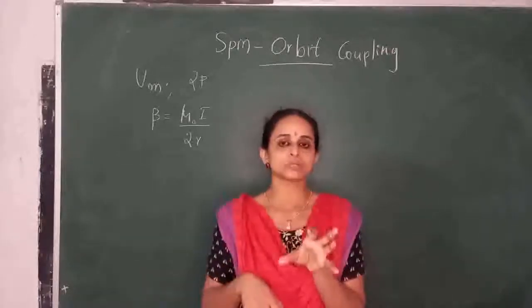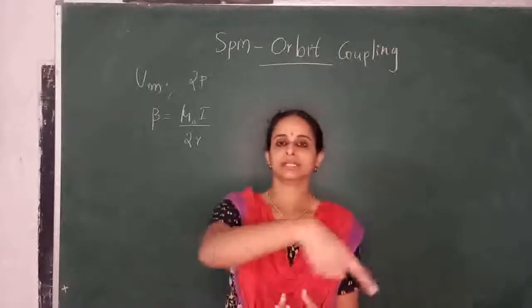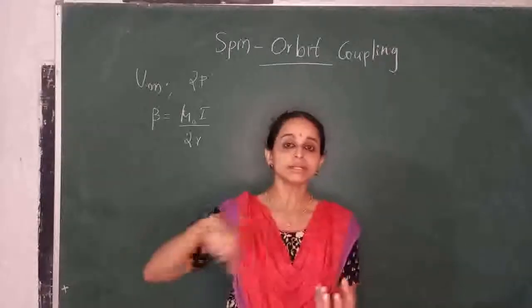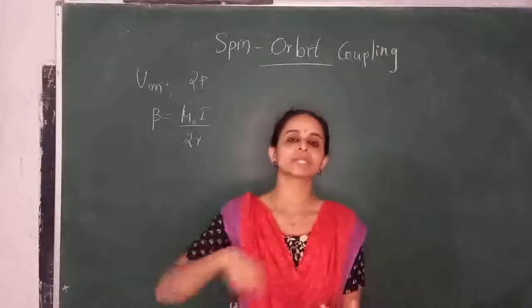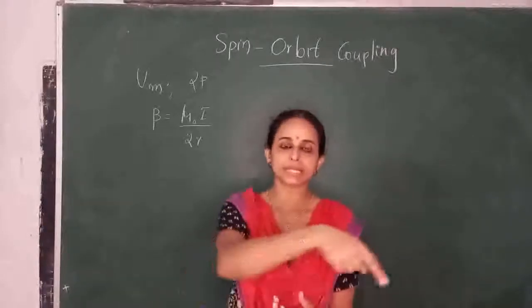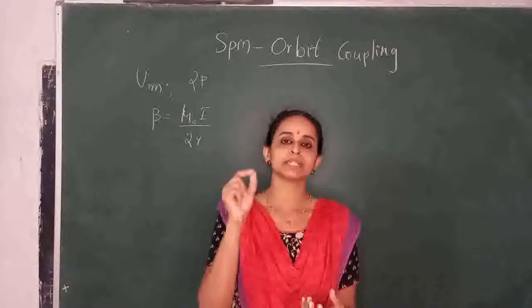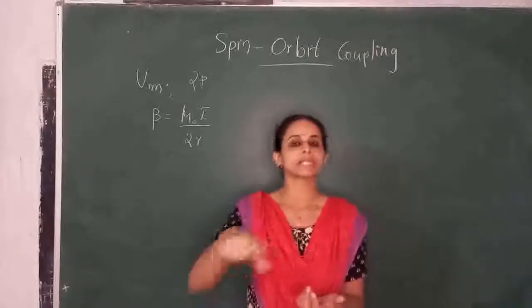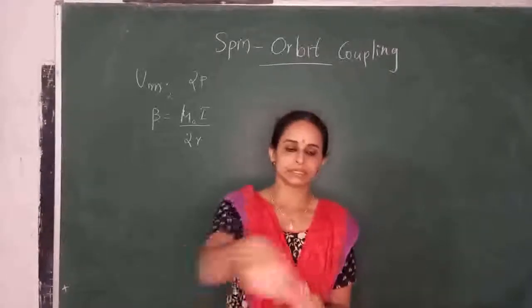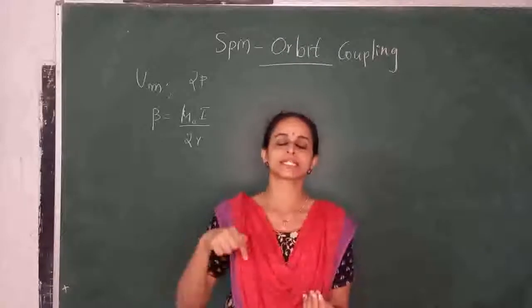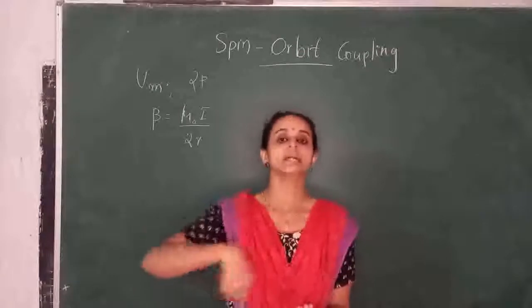So within the frame of reference of the electron, it can be seen that the proton is circulating around the electron with a frequency of f. So the total charge we will obtain is f into e per unit time, where the frequency is the number of revolutions in unit time. It is a hydrogen atom, so only one proton is revolving around the electron.